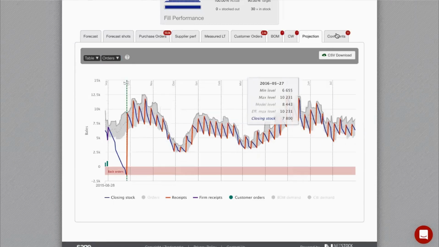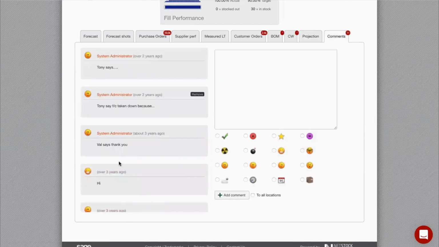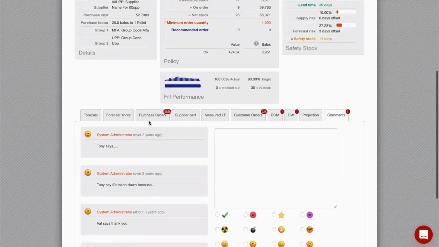Okay. There's also comments that you can leave on the item, so that follows the items around wherever you are in the application. So if you overrode a forecast or you change something on the item, you can leave a note for yourself or for other people so that they can see why that happened. There's also no limit on the number of users that use the application.